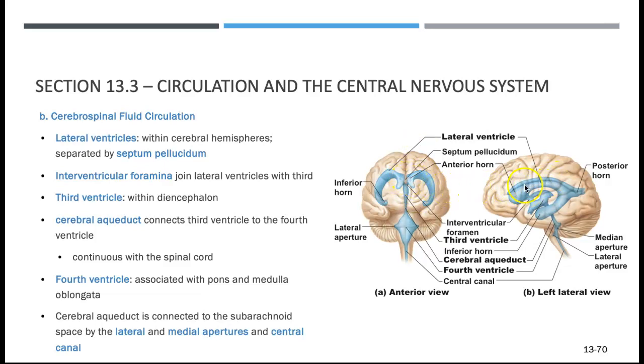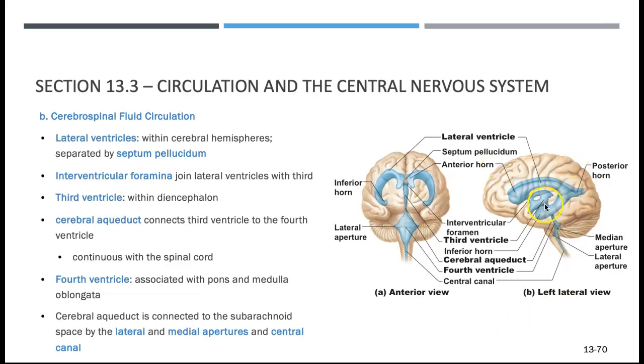Now, in order to have these come together, we are going to go through an opening called the interventricular foramina, and these join the two lateral ventricles with the third ventricle here. Now, note that when we look at this third ventricle laterally, there's a little space here that isn't filled, and that is for the interthalamic or intermediate mass that connects the right thalamus to the left thalamus.